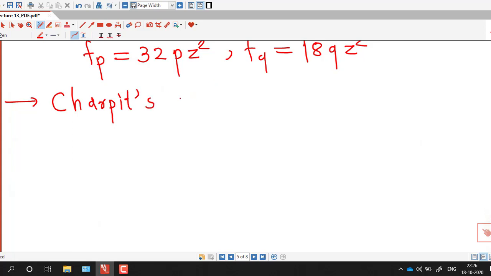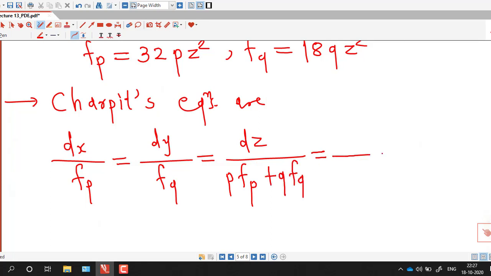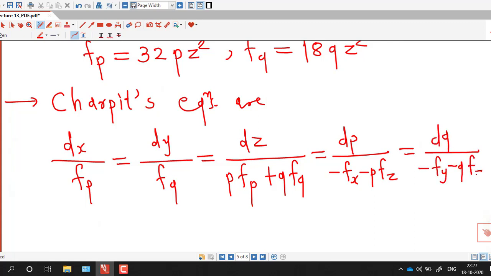Now the next step is to write down Charpit's auxiliary equations. So we shortly write Charpit's equations: dx divided by del f by del p equal to dy divided by del f by del q, equal to dz divided by p into del f by del p plus q into del f by del q, equal to dp divided by minus fx minus pfz, equal to dq divided by minus fy minus qfz.